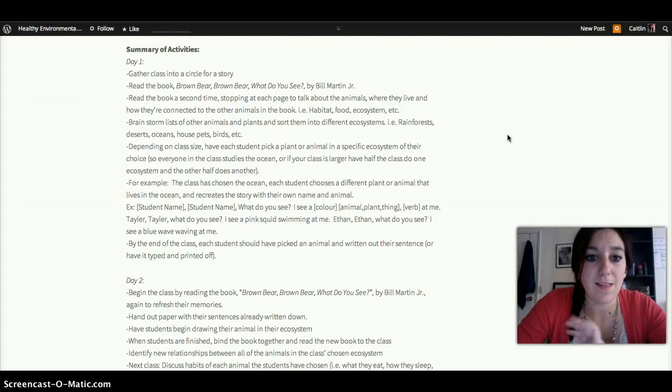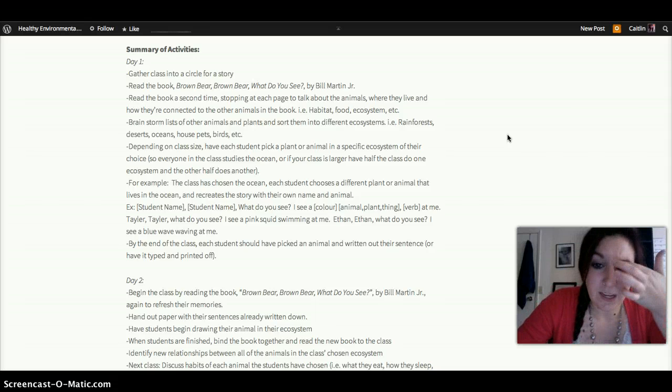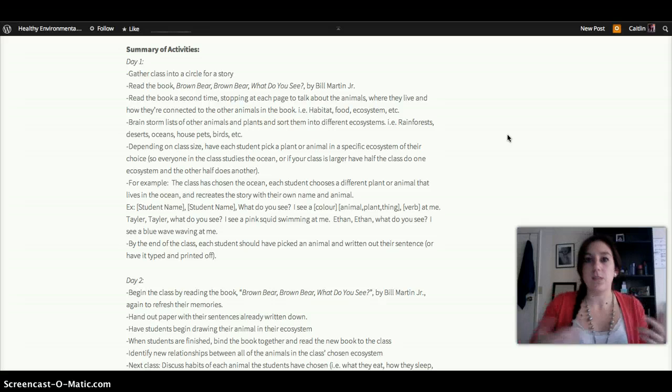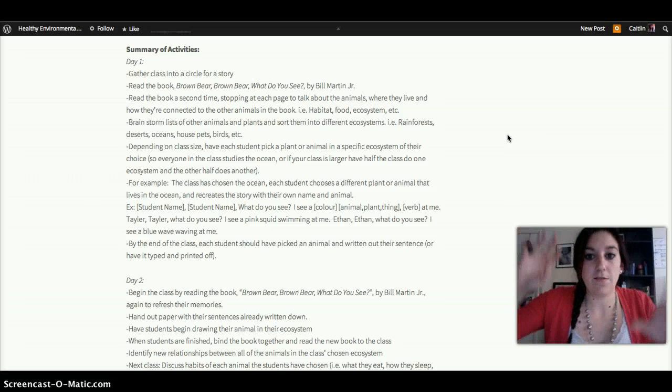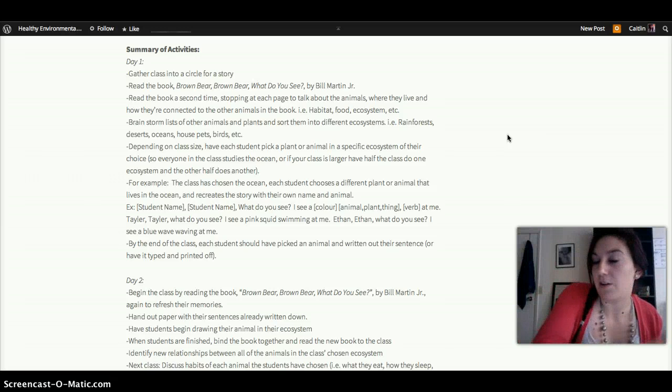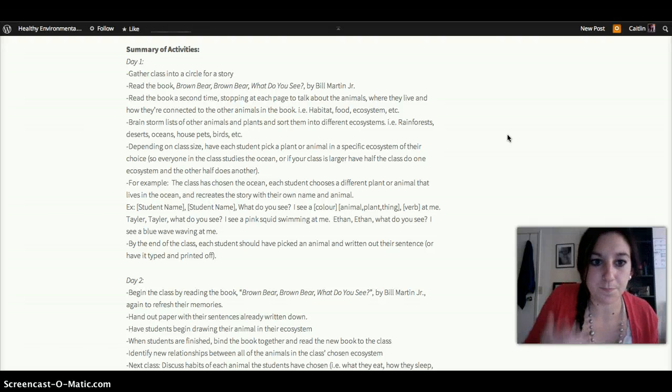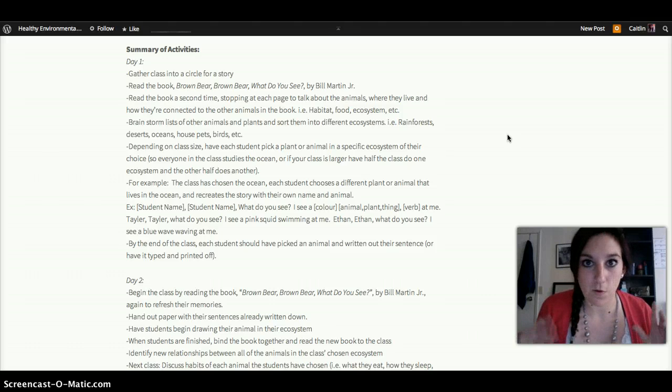Then depending on class size, each student can pick an animal or a plant in a specific ecosystem of their choice. Say, for example, if everyone in the class decides to study the ocean, or if your class is larger, you can have half the class do the ocean and the other half do the desert. If your class has chosen the ocean, each student picks a different plant or animal that lives in the ocean and recreates the story using their own name and a different animal or plant.